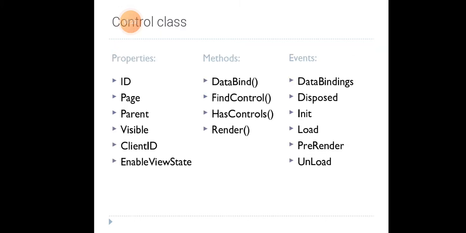Next, here I am going to list out some properties, methods and events of the control class. The properties of the control class are ID, which is given as the identity for the control. Next, Page, Parent, Visible, ClientID, Enabled, ViewState. The methods are DataBind, FindControl, HasControls, Render. The events are DataBinding, Disposed, Init, Load, PreRender, Unload.